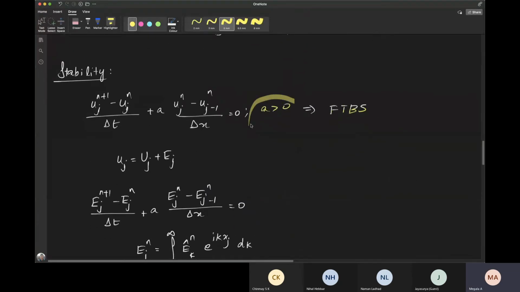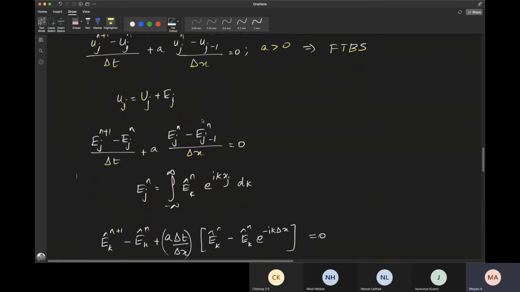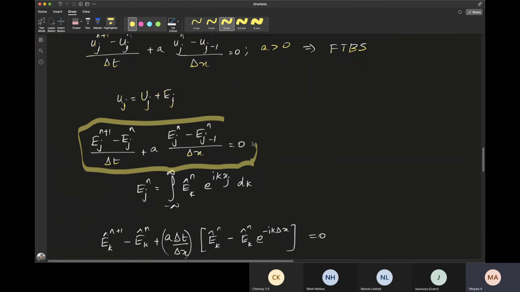Now with this as a constraint, let's move on to do the stability analysis. This is our numerical solution, and this is the solution that will be stored in the computer, and this is the error term. When we substitute this, we'll be able to separate that equation into an equation containing just u and just e, and this is the equation that contains only e. This equation and this equation are exactly the same except for the variable. So now we have an evolution equation for error.